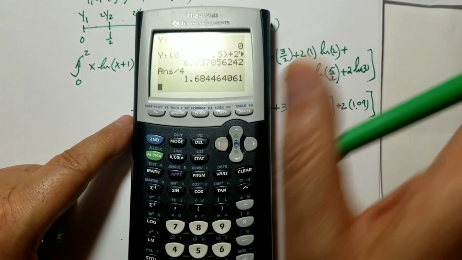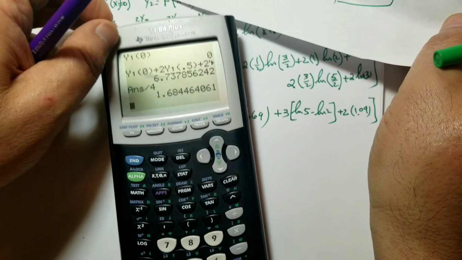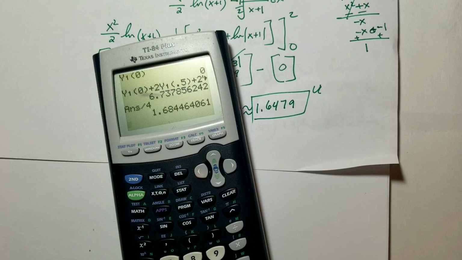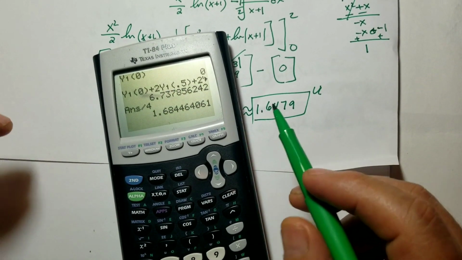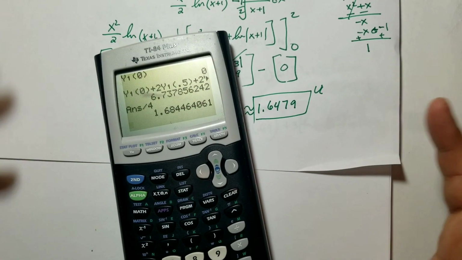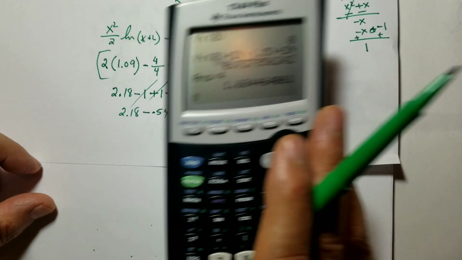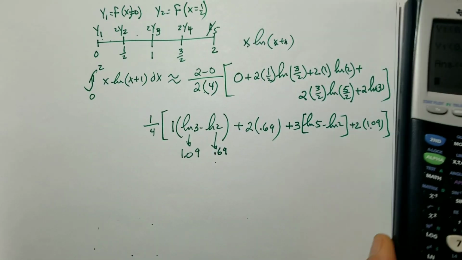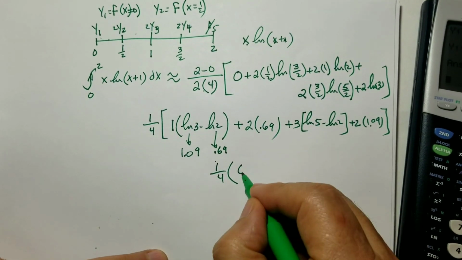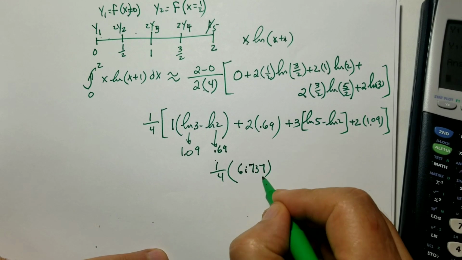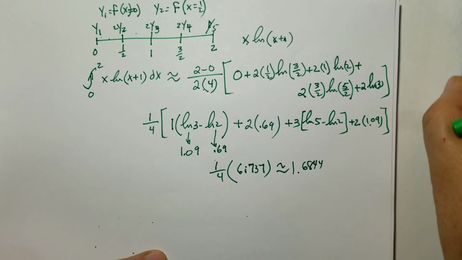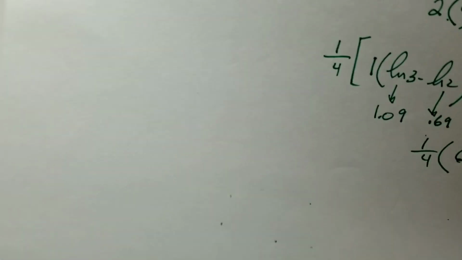1.68. What was the exact? Pretty close, pretty close. You know, if somebody said round it to tenth, this is 1.6, this is 1.7. I hope you don't cry over 0.1. Therefore, in here, the answer becomes 1/4 times 6.737, and that approximately becomes 1.6844. Okay. But somebody said, why don't you use trapezoid rules?